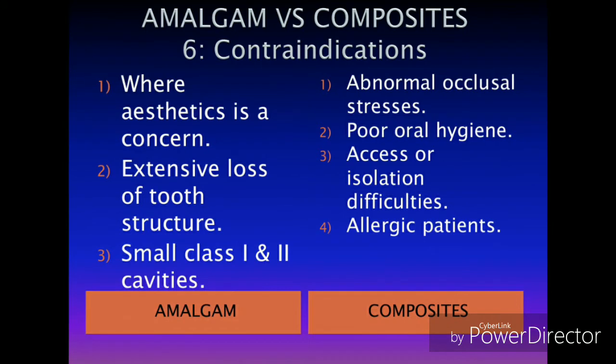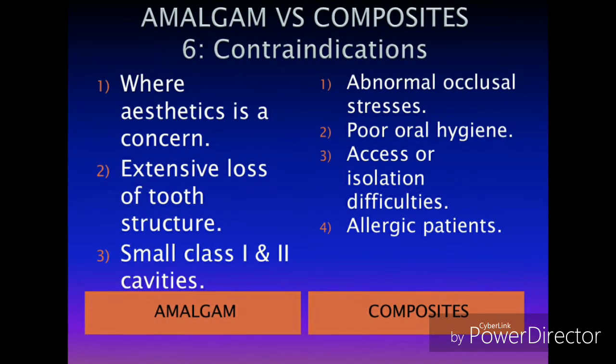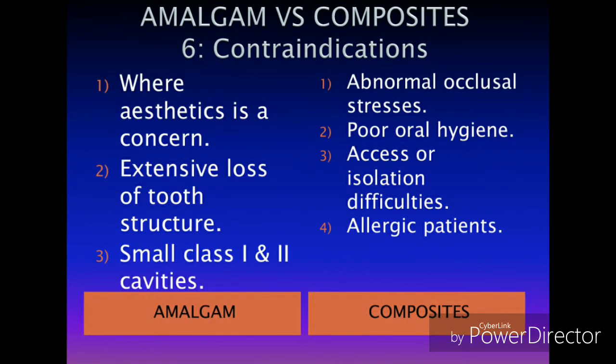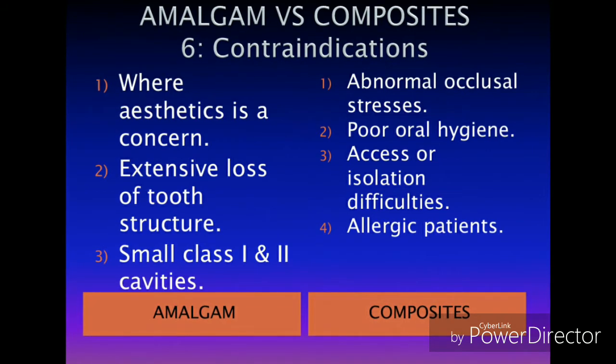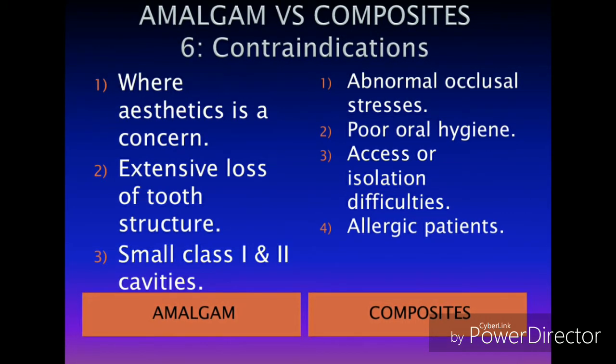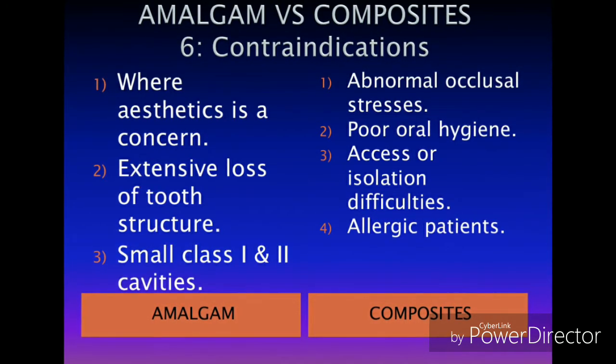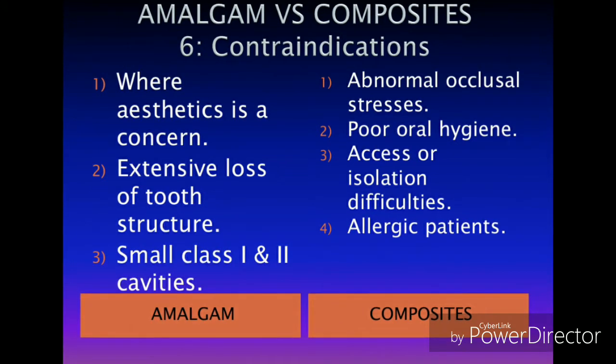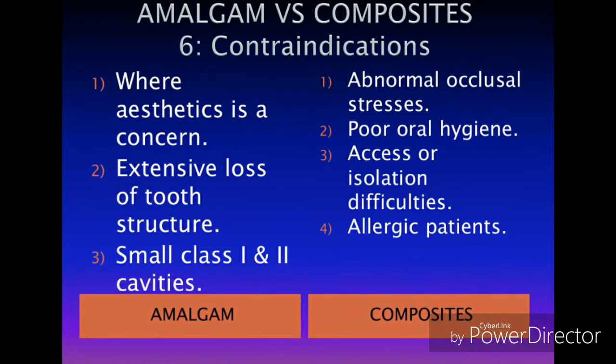Dental amalgam is also contraindicated in small class 1 and class 2 cavities because even for the small cavities we have to make the specific design for the amalgam restoration. So it's better to choose some other restorative material in case of the small class 1 and class 2 cavities.